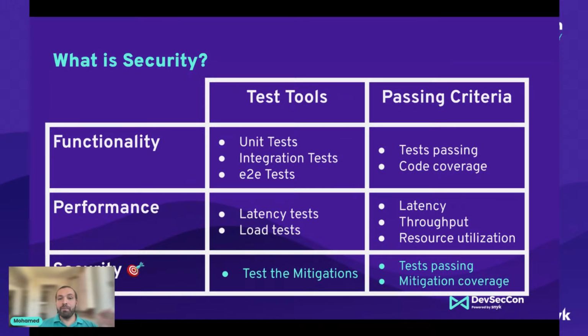And now you could use security tools, you could use some other tools, as we're going to see in the examples shortly. But the point here is that it's not about the tool, it is about the mitigation that you are testing. And then the passing criteria is that these tests that you created for your mitigations are passing. And then you can create maybe another metric like mitigation coverage, similar to code coverage. So you have, let's say, 12 threats and 12 mitigations.